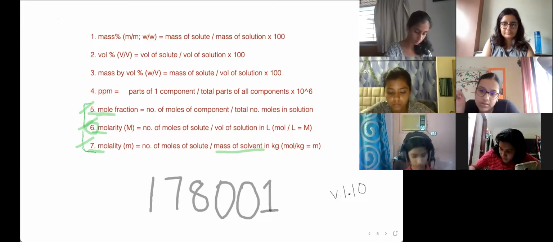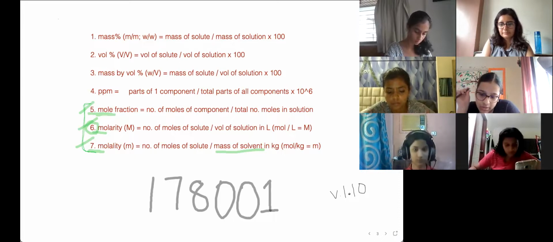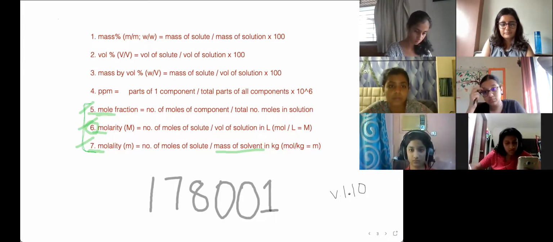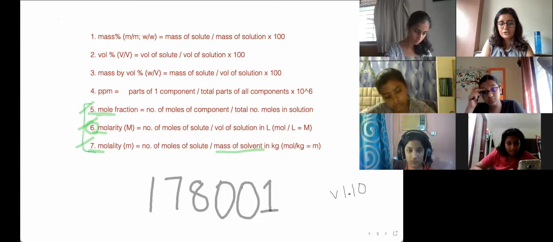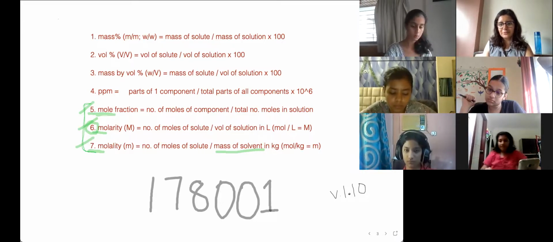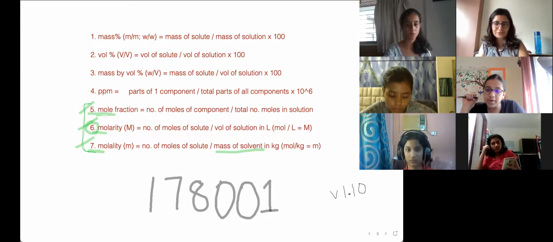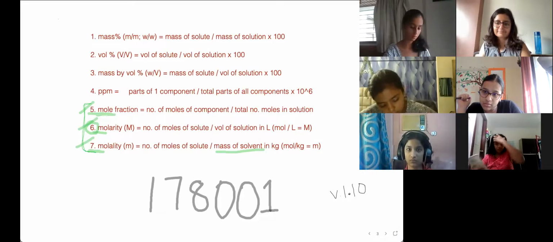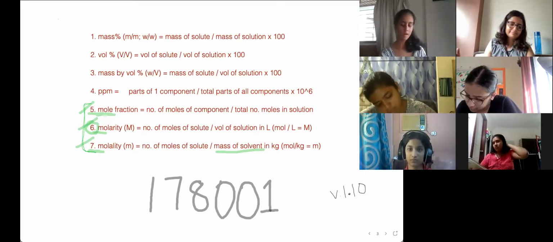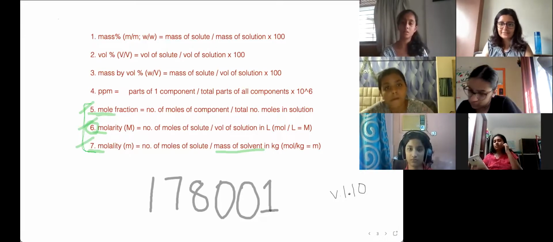So I don't understand how to find out grams per liter. So moles you need to convert into grams. What is the relation between mass of H2SO4? Given mass, basically. I didn't understand what we have to do.